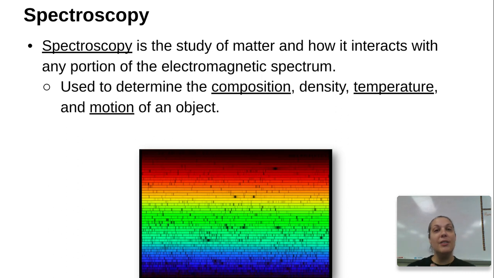So we can use this to determine the composition, meaning what is it made of, the density, temperature, which we'll talk about in our next unit, and also the motion of an object. As I said before, is it moving towards us, away, fast, slow? All of that can be determined by looking at how it interacts with the electromagnetic spectrum.